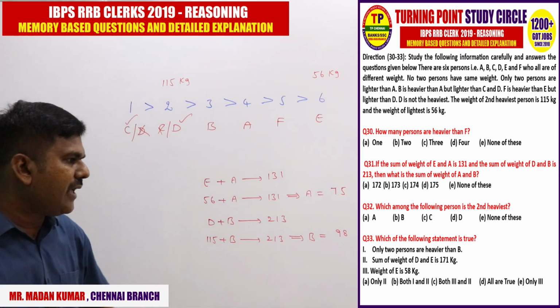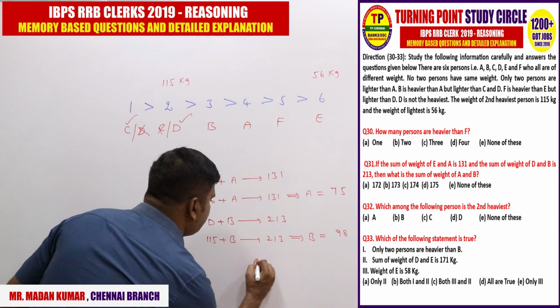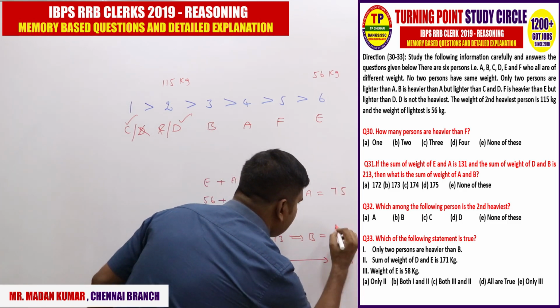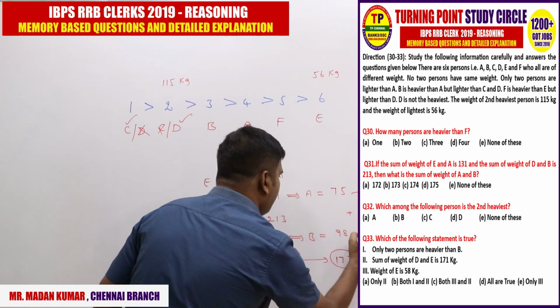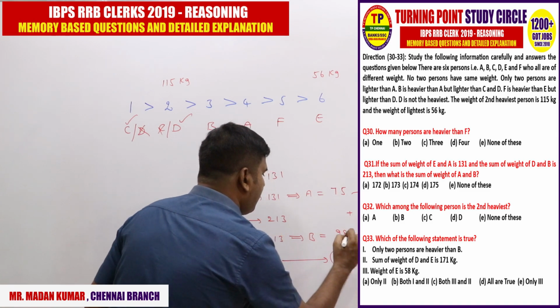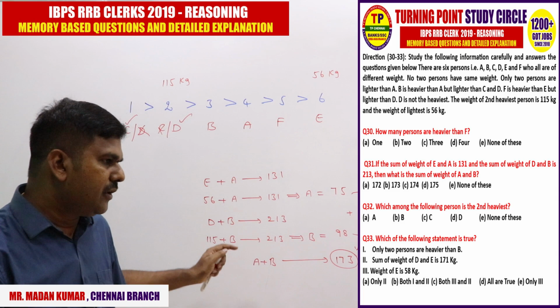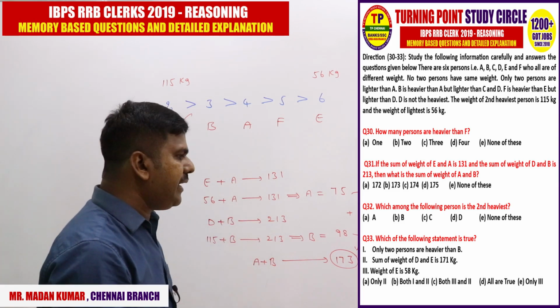So B is equal to 98. What they are asking about is the sum of the weight of A and B. How much will be A plus B? If you add both, you'll be getting 173. A plus B is 173. Hope you are clear. 173, that is the second option. Go ahead with the next one.